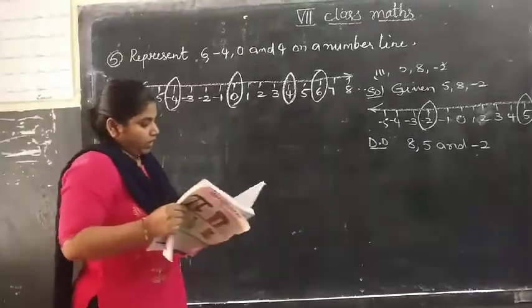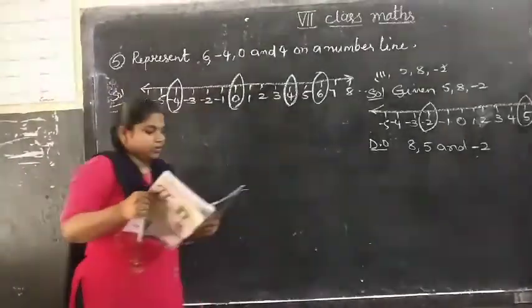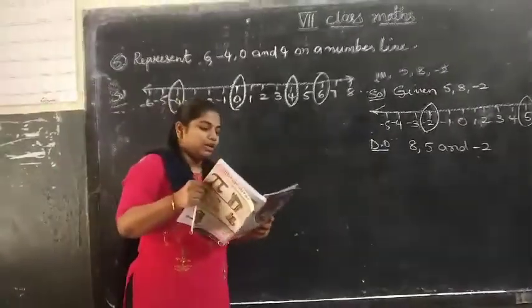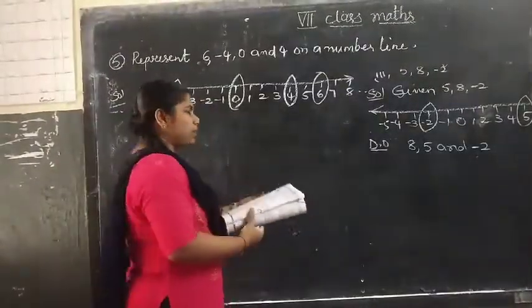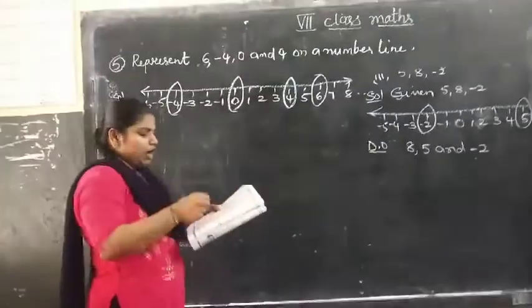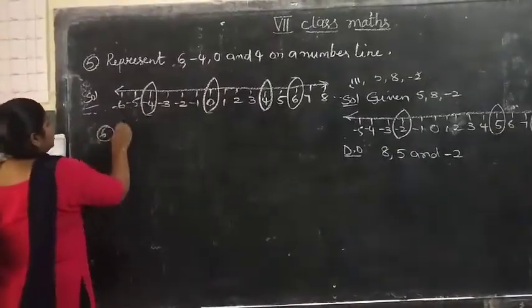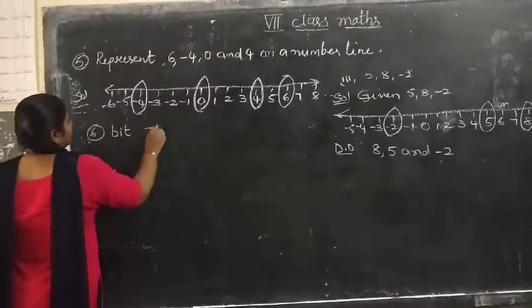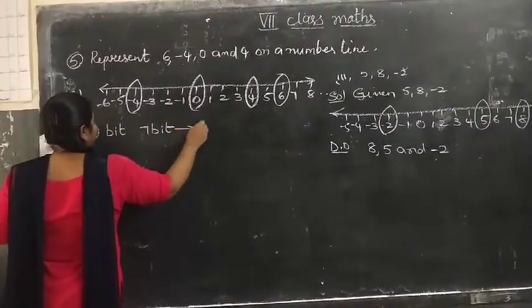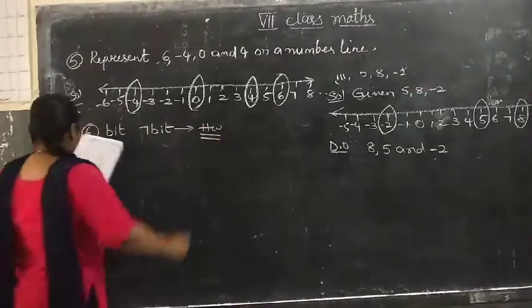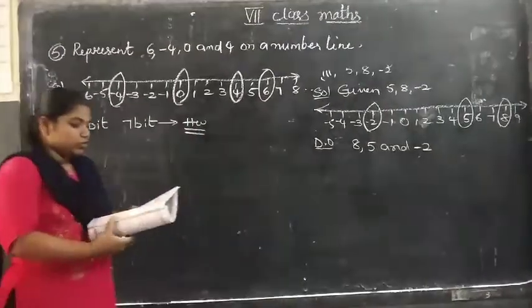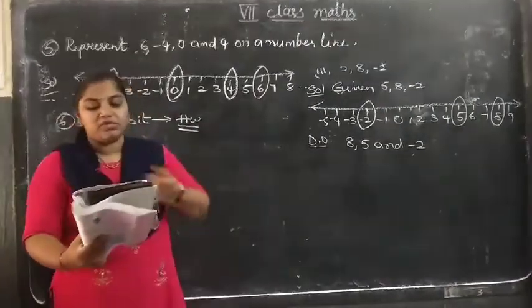So next is 6th bit: fill the missing integers on the number line given below. They have given only some integers. Remaining all you have to fill. Just do the 6th one and 7th bit as homework. In the 6th bit you only have to write the numbers which are missing.